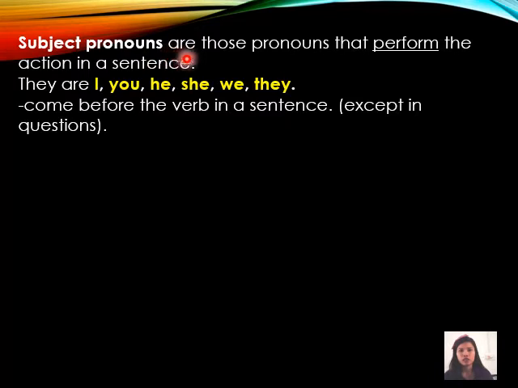Subject pronouns are those pronouns that perform the action in a sentence. Okay, so they are I, you, he, which refers to one boy or one man, she, one girl or one woman, we, including ourselves, more than one, and they, where we are not included. Okay, plural too. Now, subject pronouns come before the verb in a sentence, except in questions.